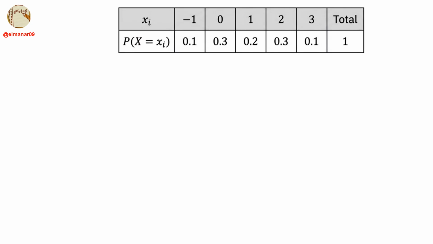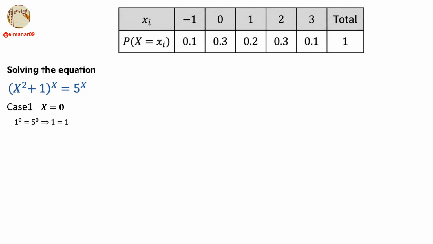Never forget it. Now, let's move on to the most stimulating part, solving the equation (x squared plus 1) to the x equals 5 to the x within the context of our random variable. We need to test the values of x present in our table. Case 1, x equals 0. If we substitute 0 for x, we get (0 squared plus 1) to the 0 equals 5 to the 0, which boils down to 1 equals 1. This is perfectly true. So x equals 0 is an accepted solution.